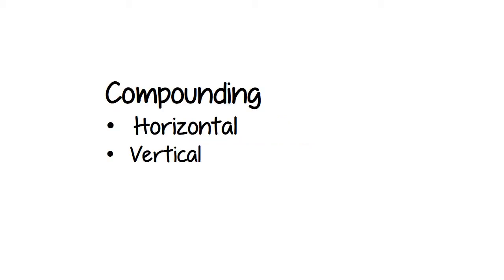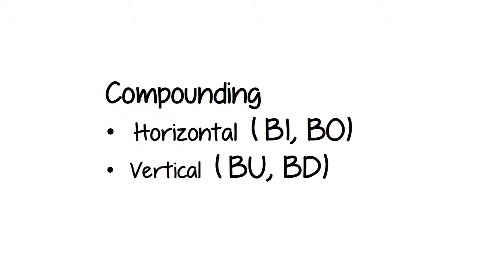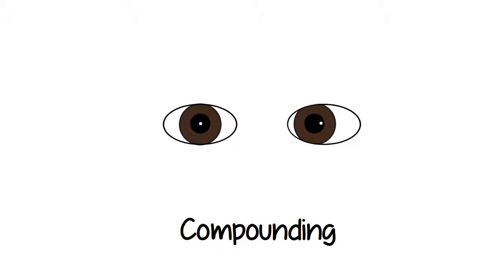In order for me to explain this easily, I want you to think about it in 2 different ways: compounding horizontally and compounding vertically, because they're done differently. By horizontally, I mean base in or base out. By vertically, I mean base up or base down. Okay, I want to prescribe prism for this patient here who has an esotropia, a left esotropia.